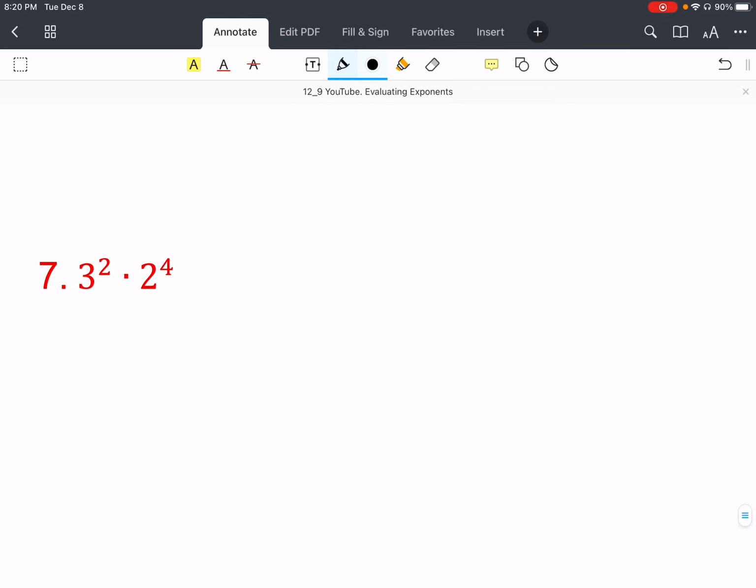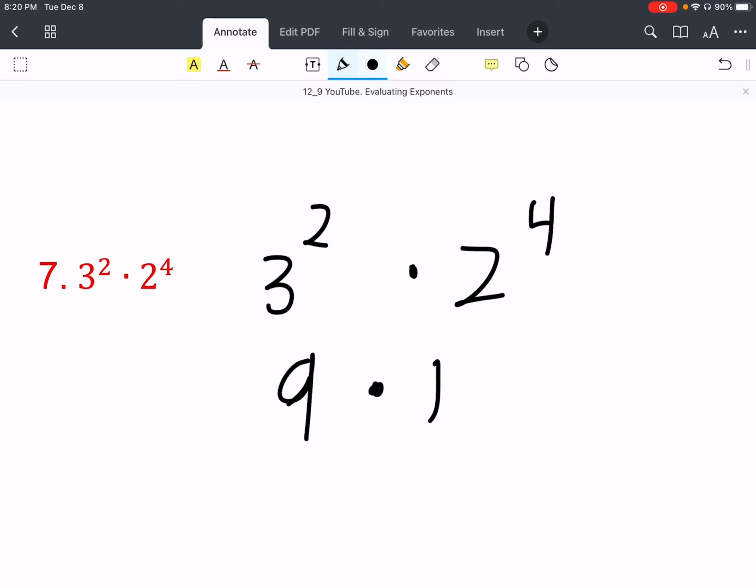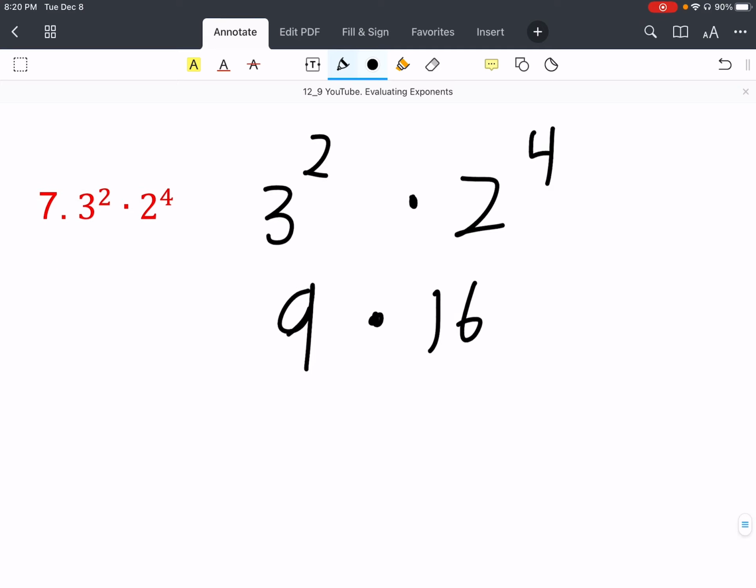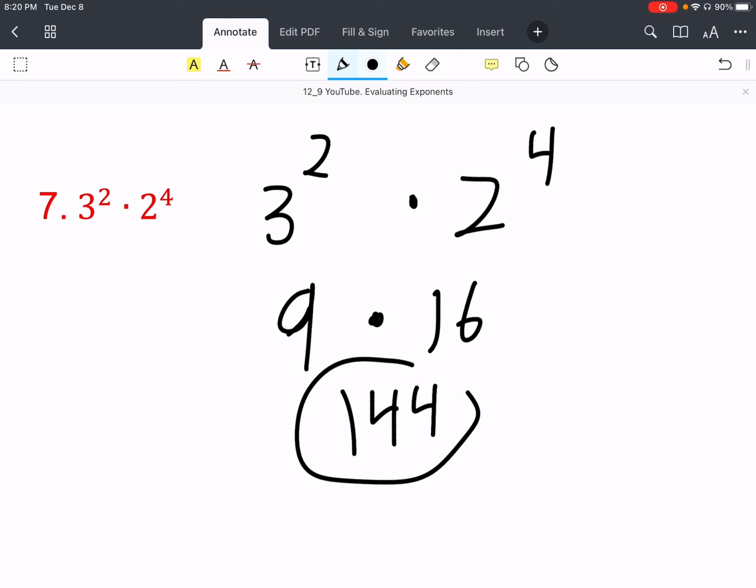Last one. Go ahead and pause. 3 squared multiplied by 2 to the fourth. We need to get rid of our exponents first. 3 times itself is 9, times 2 times itself 4 times is 16, and 9 times 16 is 144. Again, I think you're going to be pretty good at this, but double check your work, compare with your friends. I think you'll have a lot of success.